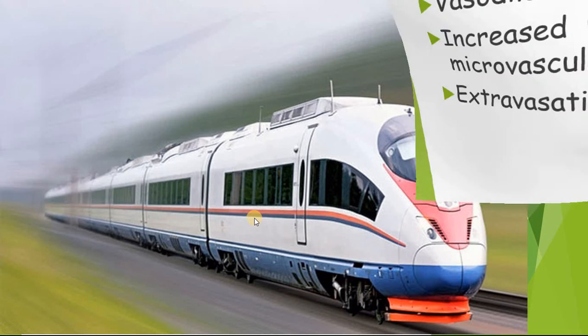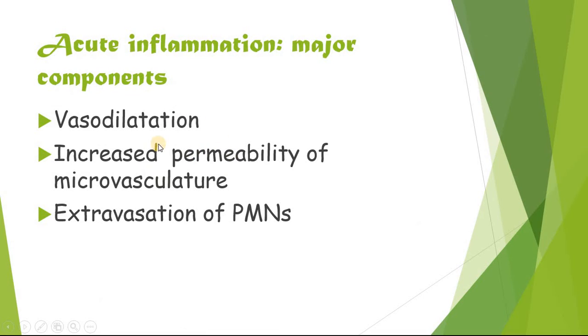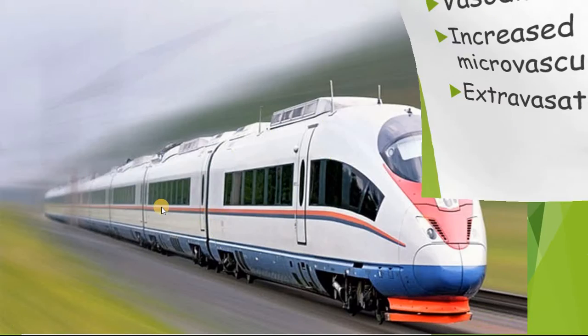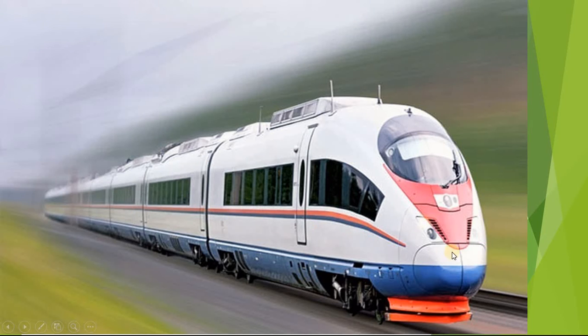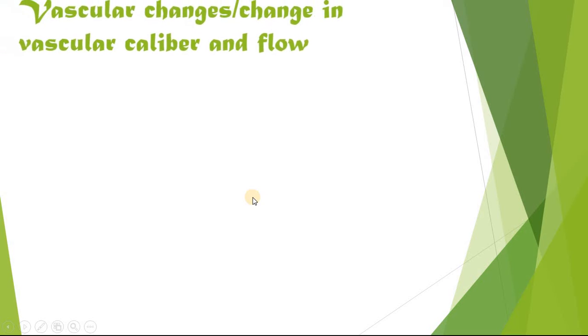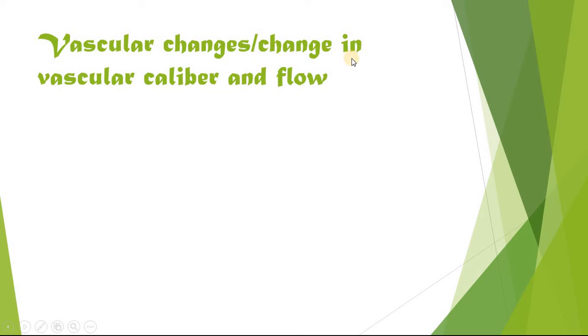So, again, the vascular and cellular events: the cells and molecules are on the journey going to the site of injury, and the doormen in the train are getting prepared to let them leave. In this journey, firstly there are changes in vascular caliber and flow.